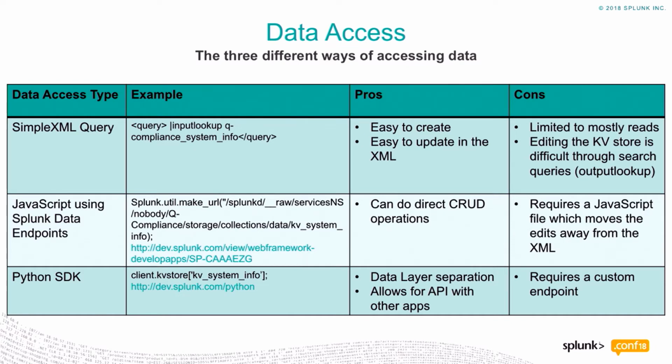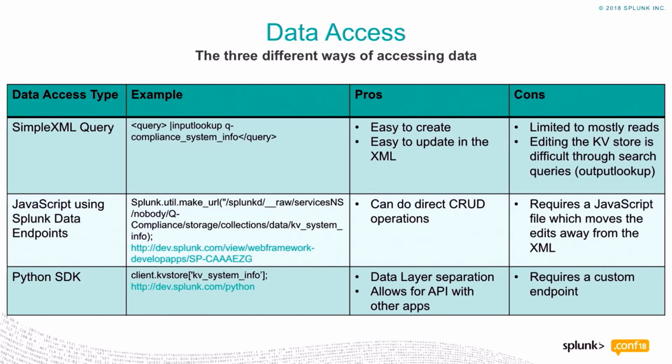How do you get the data out? That was just a regular SPL search, easy to create, easy to update in the XML, but it doesn't really give you any update capabilities. If you're working with KV stores, the only way you can update is using outputlookup. So that's when we went to using the REST endpoints that are available to you in JavaScript to do direct CRUD operations.